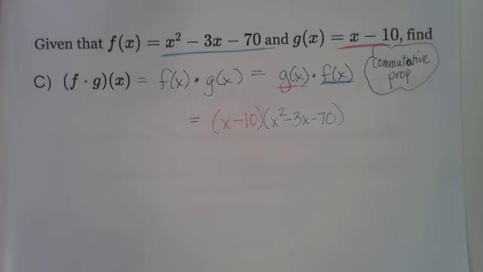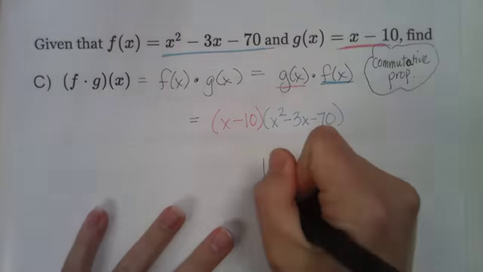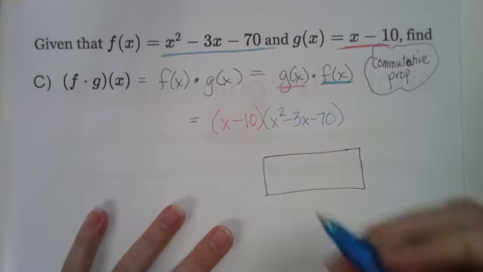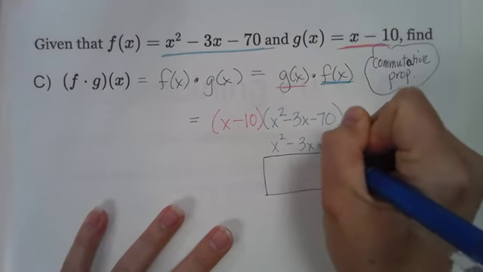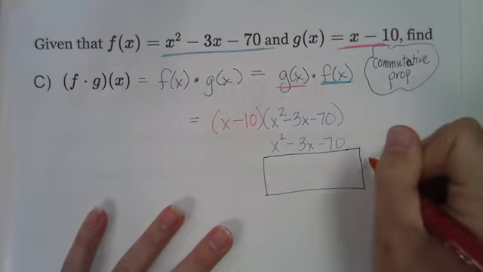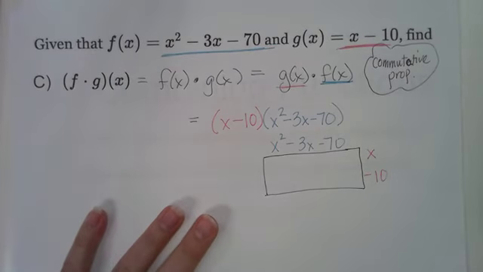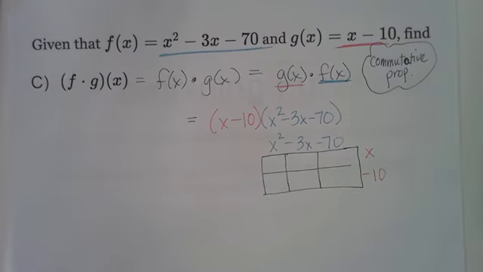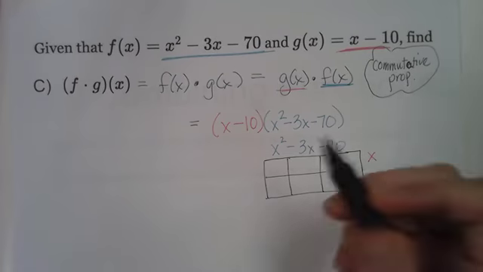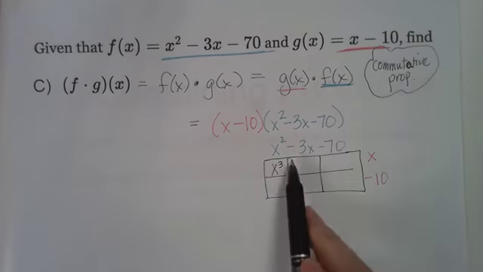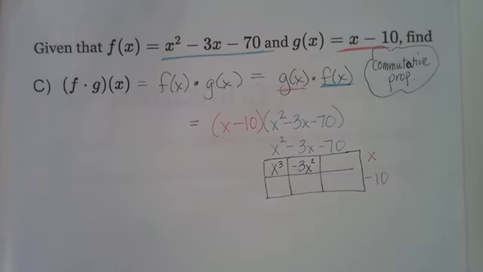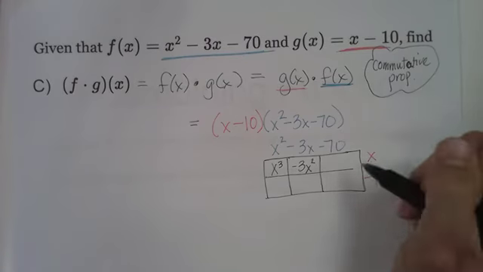The box method. Do you remember that? Yeah. We have x squared minus 3x minus 70 on top and x and a negative 10 on the side. And then we just fill in the spaces. This is my favorite method. What is x squared times x? x cubed. What is negative 3x times x? Negative 3x squared. Good. What is negative 70 times x?